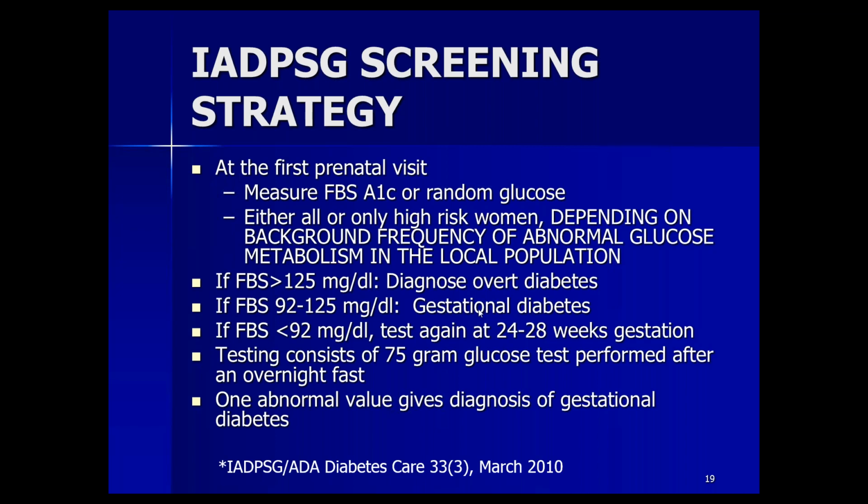If it's 92 to 125, call it gestational diabetes, understanding that she really probably has impaired glucose tolerance. And if the fasting was 92 or less, then test again at 24 to 28 weeks. This is a fairly cumbersome way of testing. It didn't get a lot of traction clinically. And again, recommendations have changed a little bit since that March 2010. But that was the history that we've evolved from.